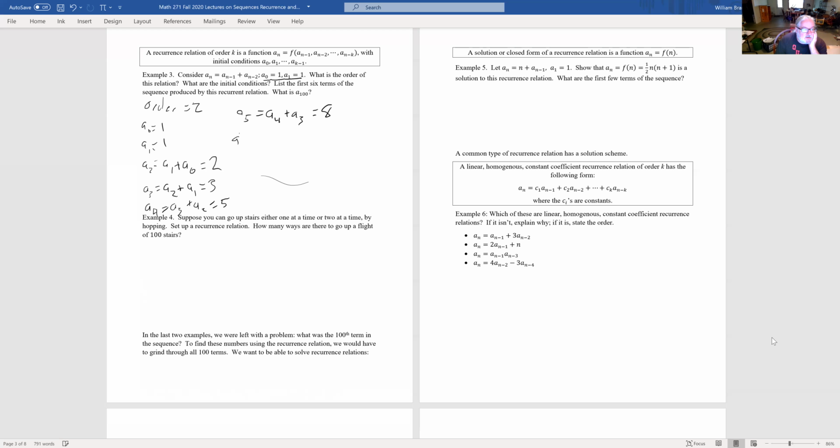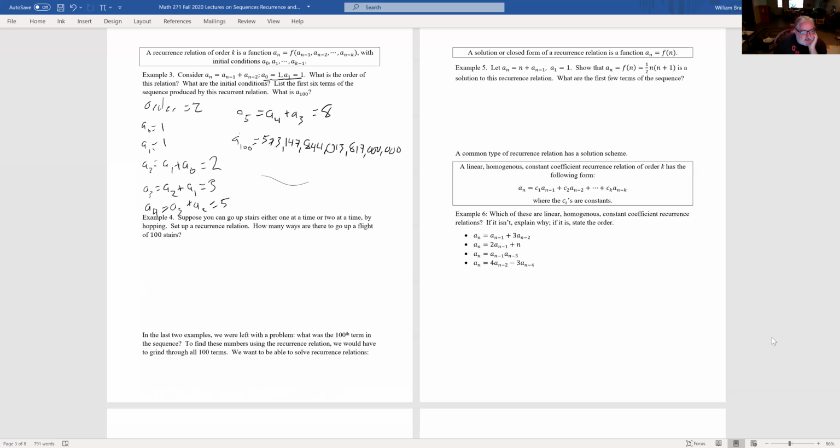What's A100? Well, to get A100, you have to grind through this a hundred times. Luckily for me, I have Microsoft Excel, and it can tell me what this is. I don't know how to say this number because it's too big, but I just wanted to write it out just for fun: 817... So that's the 100th term. If you did this 100 times, you get that number. It's quite large.